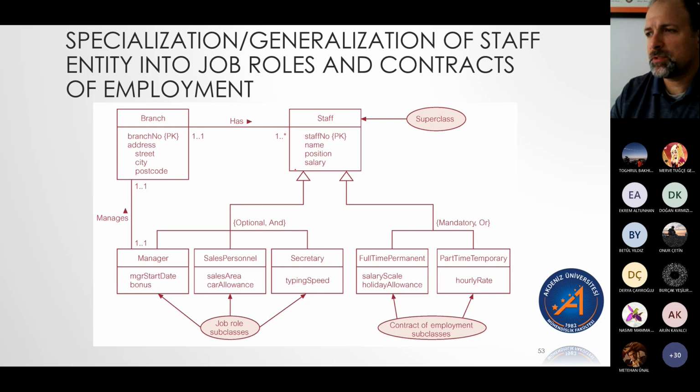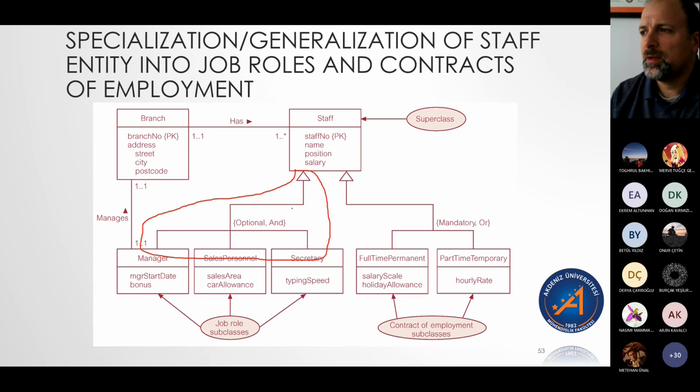So let's continue on with our discussion over here with the specialization generalization. So this relationship over here, we've already talked about, right? The optional and. Again, meaning that staff can be one of these, but doesn't have to be. And it can be more than one of these. So it can be a manager and a salesperson, so a sales manager or something like that.